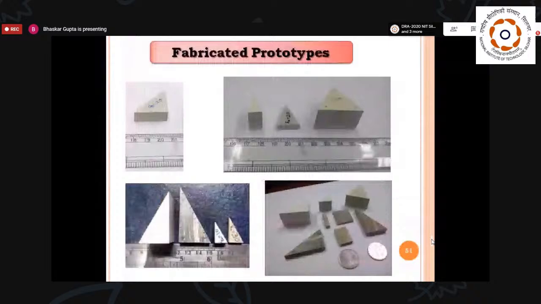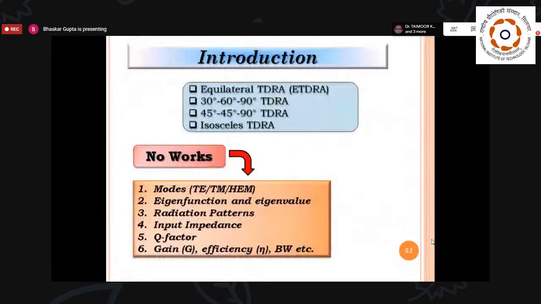These are the fabricated prototypes. You see, we had fabricated so many and measured each of them. But for any of them, interestingly, there was no modal analysis, either for TE mode or TM mode or HEM mode. So obviously there was no formulation of eigenfunction and eigenvalue. And naturally, radiation pattern could not be computed, neither could be computed input impedance, quality factor, gain, efficiency, bandwidth, nothing.